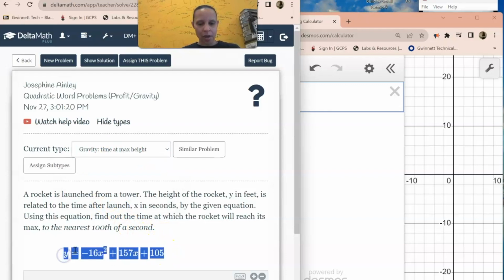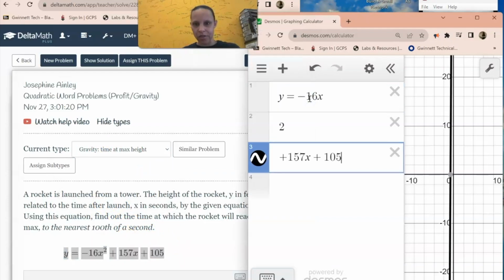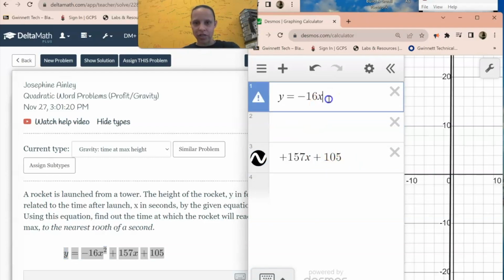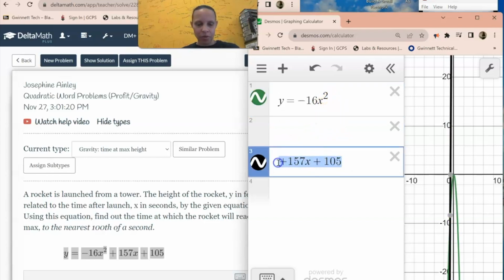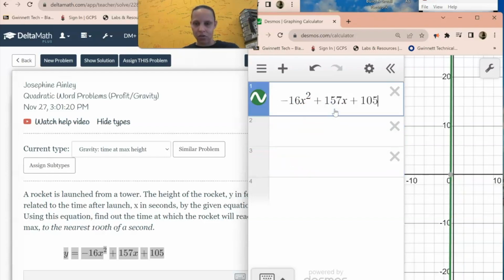You copy it, Control-C, you paste it into the calculator, Control-V. It does this weird funky thing. Just correct it. So here should be Shift-6 squared, and then I'm going to copy this, Control-X, paste it, Control-V. All right, so now I have it copied. Make sure, again, it's copied exactly. So negative 16x squared, 157x, and then 105. Once it is copied exactly, you're good.